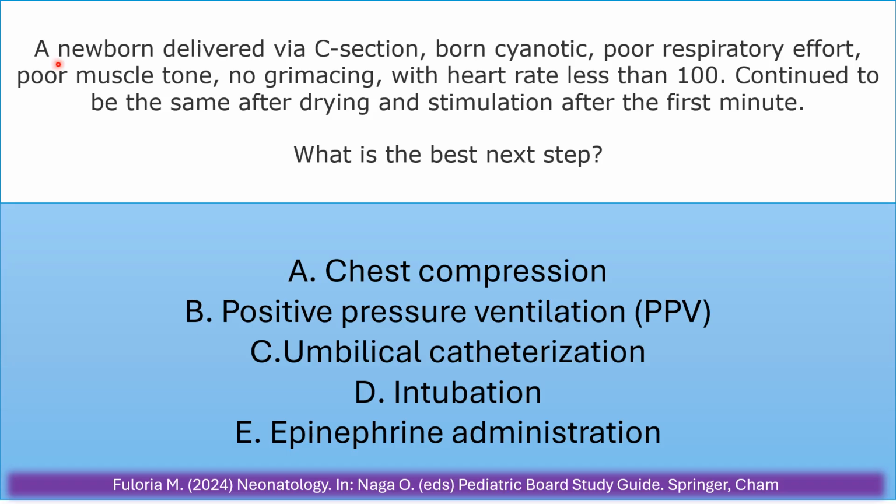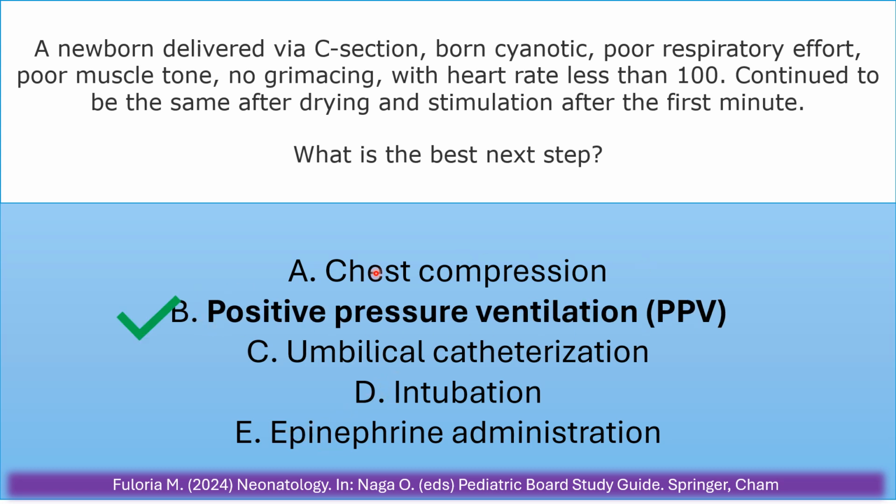Neonatology. A newborn delivered via C-section, born cyanotic, poor respiratory effort, poor muscle tone, no grimacing, with heart rate less than 100. Continue to be the same after drying and stimulation after the first minute. What is the best next step? Chest compression, positive pressure ventilation, umbilical catheterization, intubation, or epinephrine administration? Correct answer, positive pressure ventilation. The reason why: poor respiratory effort and heart rate less than 100 after drying and stimulation.